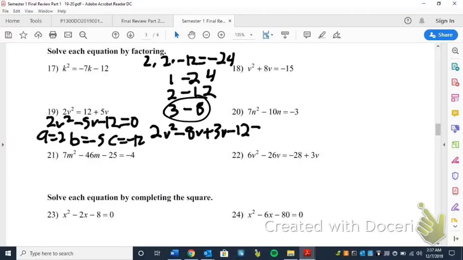I don't know what just happened, but somehow this got interrupted and cut into two different pieces. Instead of writing the negative 5b, we are going to write the negative 8v plus 3v.